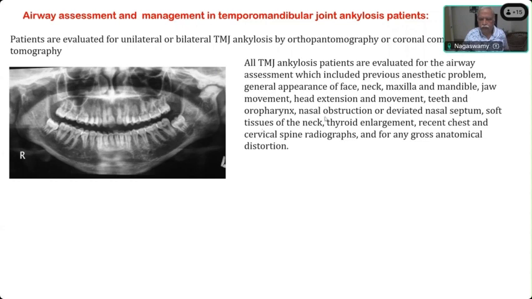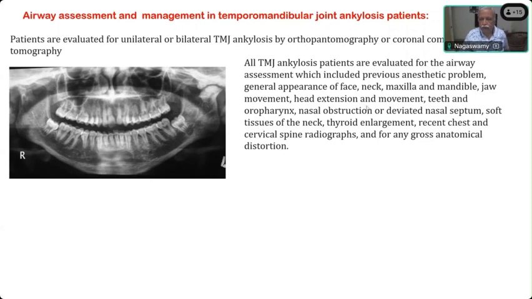Soft tissues of the neck may be very enlarged. Thyroid enlargement may be there. Look at recent chest or cervical spine radiographs for any gross anatomical distortion. So these are all the points or the anatomical locations which you have to take care of. The maxilla may sometimes be quite receding. The mid-facial hypoplasia may be there, so holding the mask itself may be very difficult.